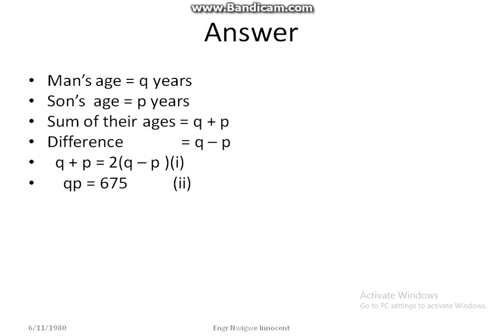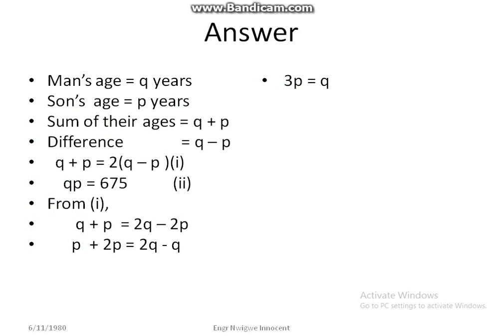From equation 1, we open bracket, we now have Q plus P equals to 2Q minus 2P. Then if you collect like terms together, we now have P plus 2P is equals to 2Q minus Q. Then we will now be left with 3P equals to Q.